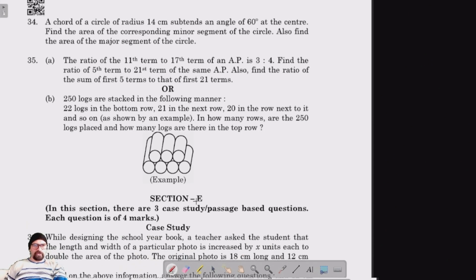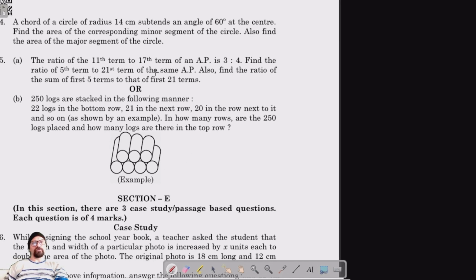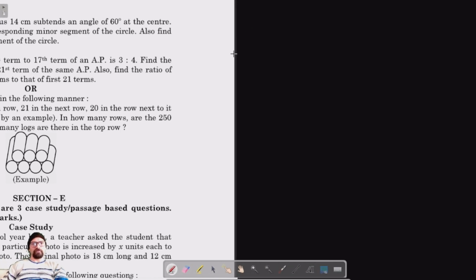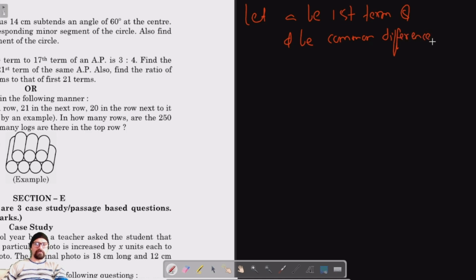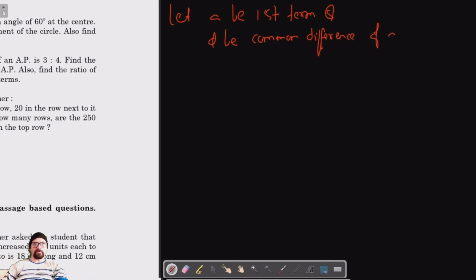And let's move on to question number 35, which has parts A and B. For question number 35, it's given that the ratio of the 11th term to the 17th term is 3:4. So let a be the first term and d the common difference of the AP.